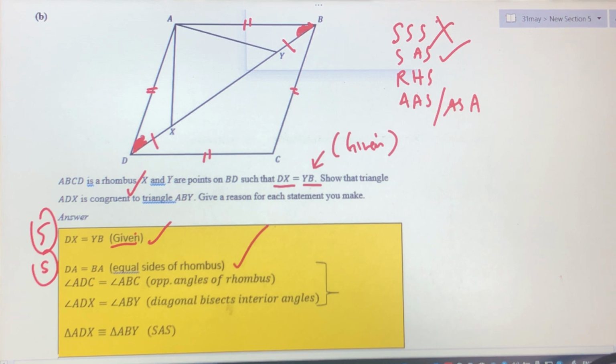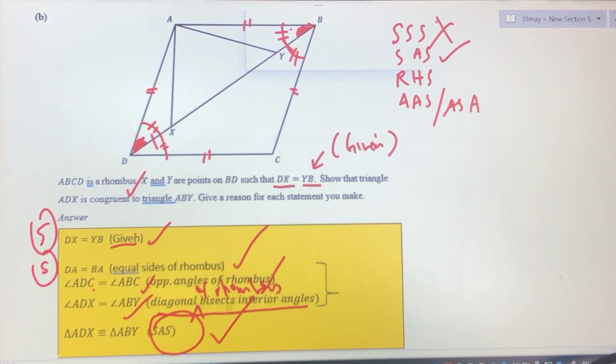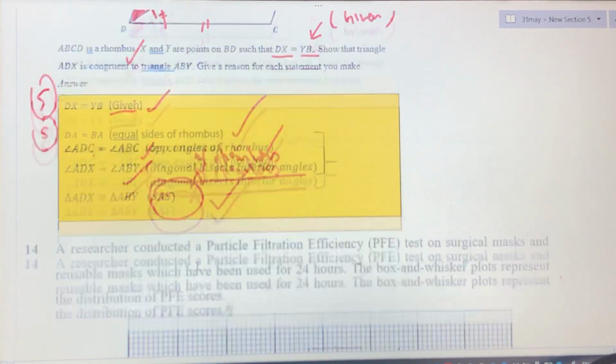Now we are going to show that this angle is the same. This angle and this angle are opposite angles of a rhombus, so they are equal. And the thing that you need to know is that the diagonal of a rhombus bisects the interior angle. That means this angle equals this angle, this angle equals this angle. So of course this angle must be equal to this angle. Finish already. Remember, many of you are still not stating SAS. The test must be stated.